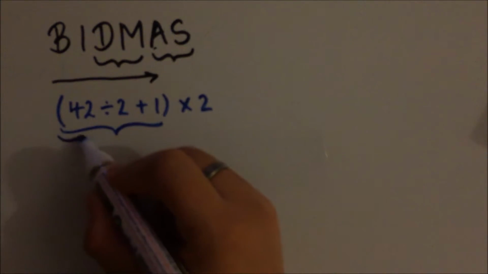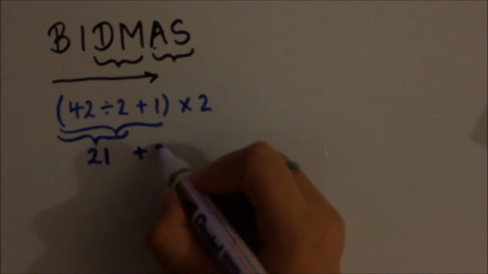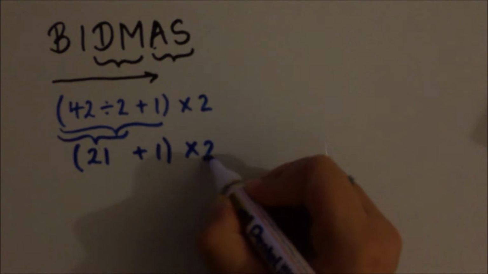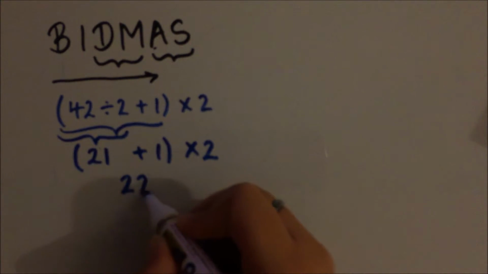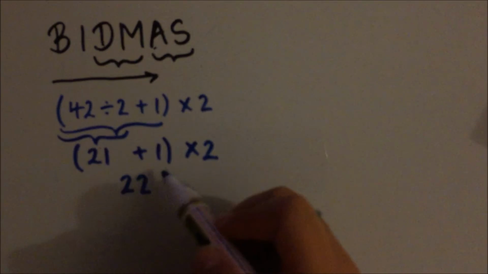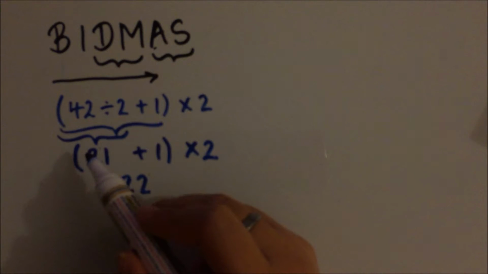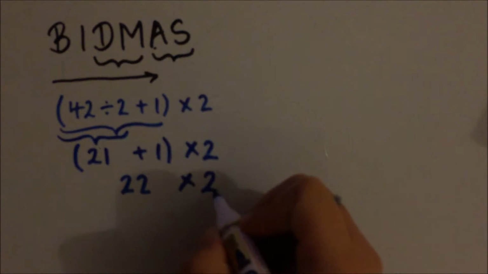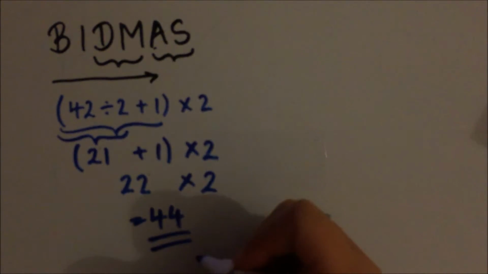So we do 42 divided by 2 first, which gives us 21. So we do 21, add 1, but don't forget the bracket around it is still there, and then times it by 2. So 21 add 1 gives us 22. And why did I do this first? Because it's still in the brackets and it's the brackets that we solve first. So 22 comes from 21 and 1, and then multiply by 2, which gives us 44. So 44 is our final answer.